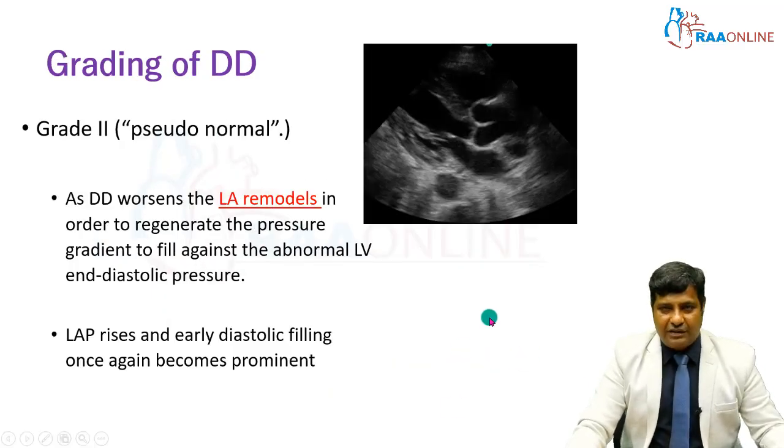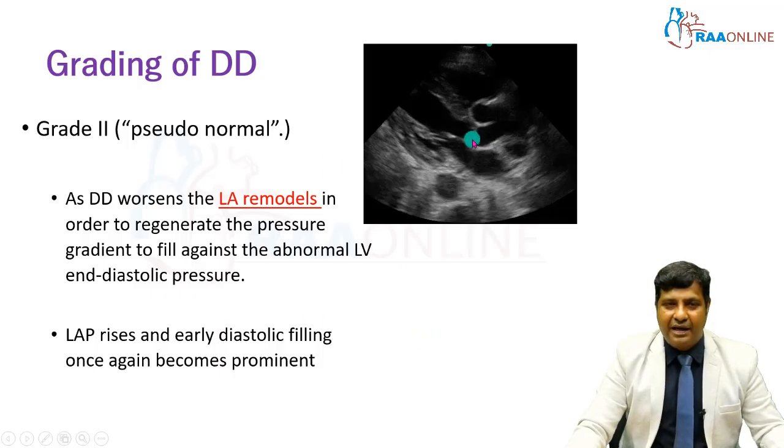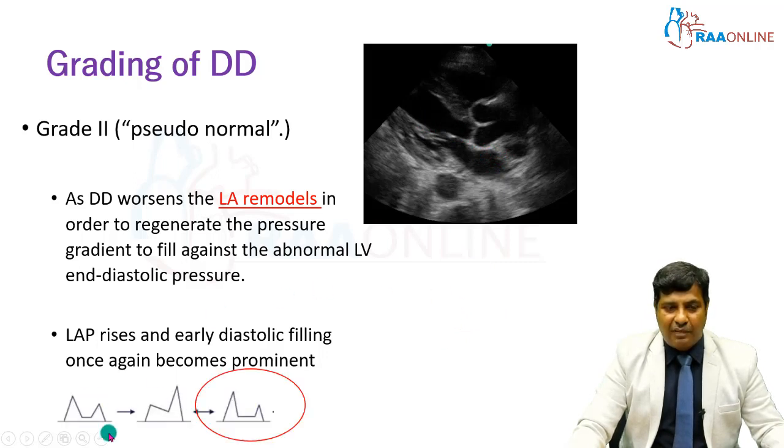As the disease progresses, what happens? The LA gets remodeled, because it has to maintain the pressure gradient to push the blood into the left ventricle. As a result, left atrial pressure rises and early diastolic filling becomes prominent, just like this. This is the normal one, where the majority of the filling happens during the early period. Then it becomes grade 1, and because the LA gets remodeled and its pressure starts rising, it goes back to the normal position. Early filling becomes more. That is the reason why grade 2 dysfunction is called the pseudo-normal pattern.